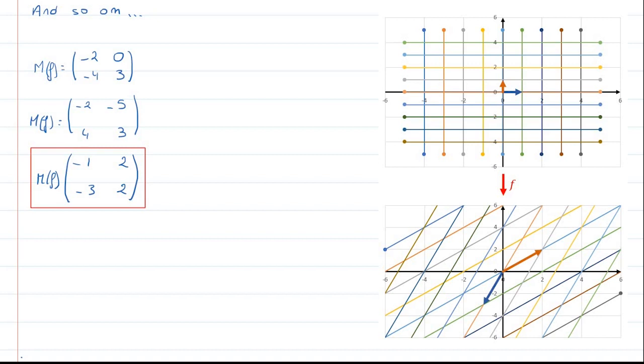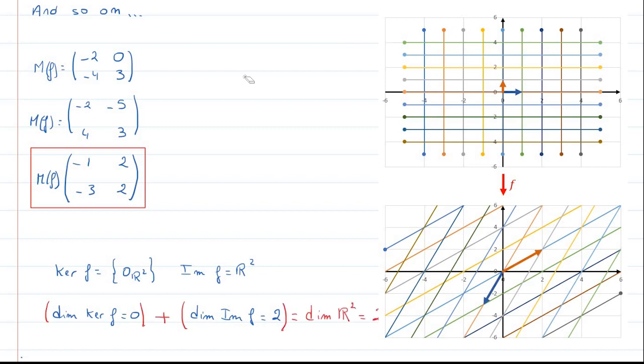In all these cases, it's also very intuitive graphically to see that the only element whose image is 0, 0 is the element 0, 0 itself. Then the kernel of f contains only the element 0 of R2. Also, the image of f is equal to R2. Then the dimension of the kernel of f is 0 and the dimension of the image of f is 2, which confirms the rank theorem that says that the sum of the dimensions of the kernel of f and the image of f is equal to the dimension of R2, which is in this case 2.